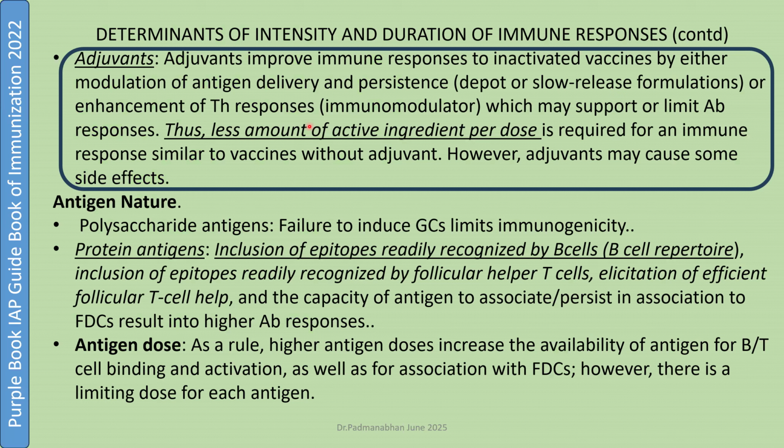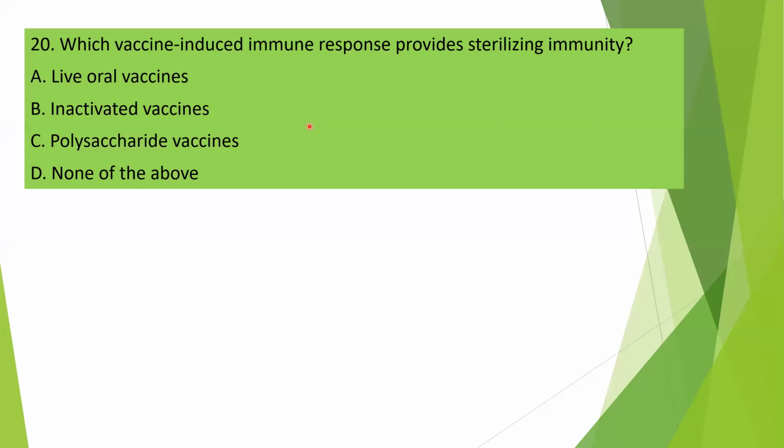Can you see it now? Adjuvants improve immune response to inactivated vaccine by either modulation of the antigen delivery and persistence, depot or slow release formulation, or enhancement of T helper cell responses. Immunomodulator, which may support or limit antibody responses. Thus, less amount of active ingredient per dose is required for an immune response similar to vaccine without an adjuvant. However, adjuvants may sometimes cause side effects. Anyway, leave it now. Can you read?